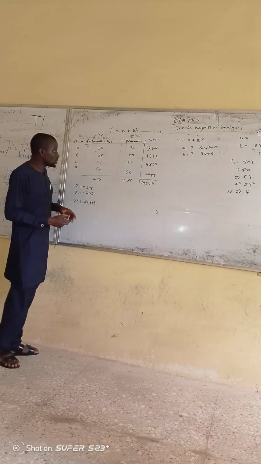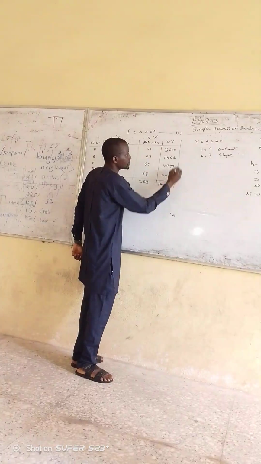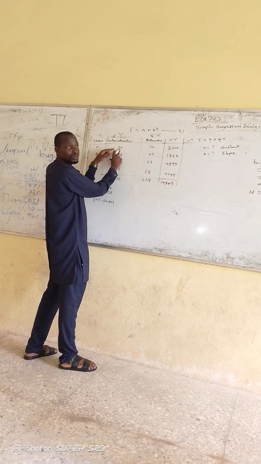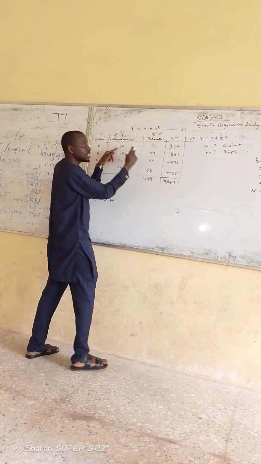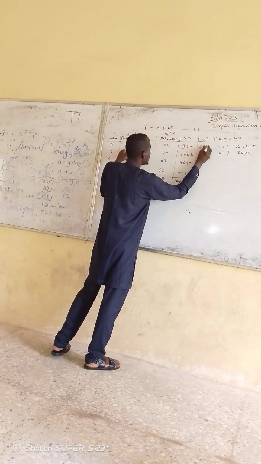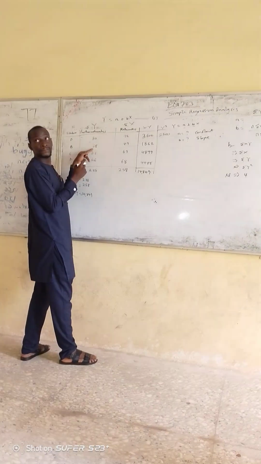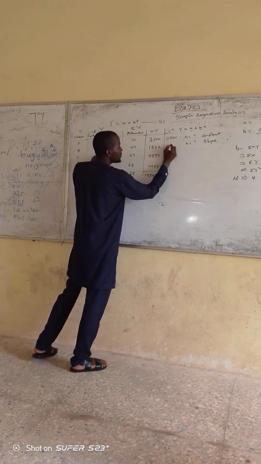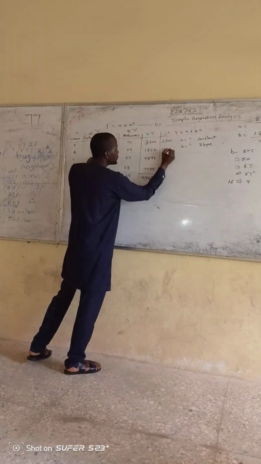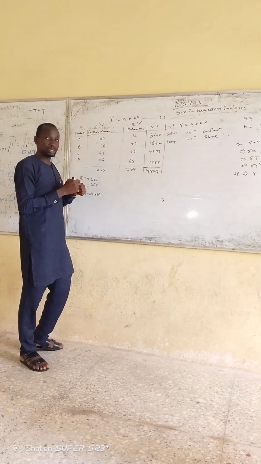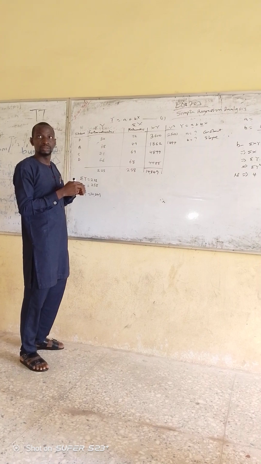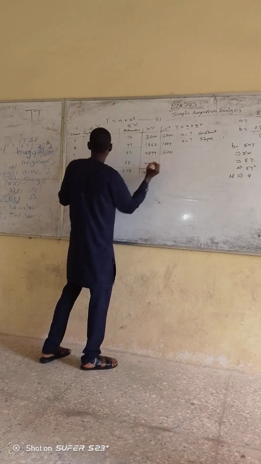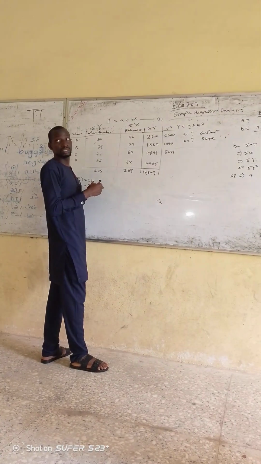So let us continue. Our y squared. If our y is 50, y squared will be 50 times 50, that's 2,500. 38 squared is what? 1,444. 71 squared will give you what? 5,041. 66 squared will give you what?